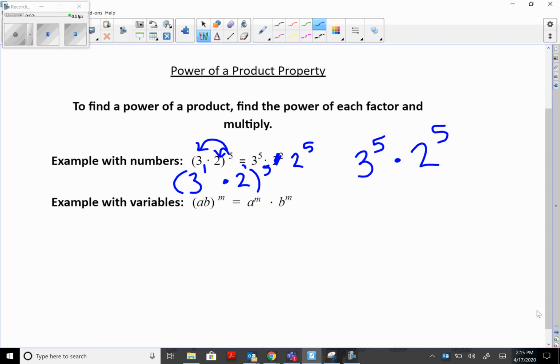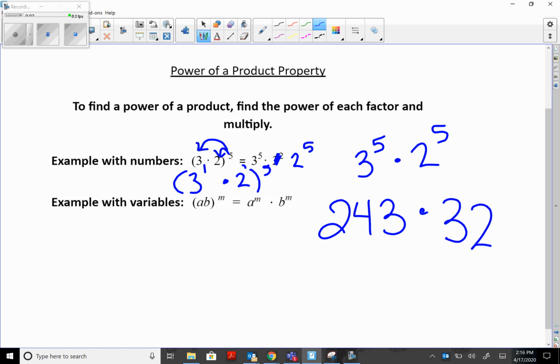3 to the 5th power. I'm going to use a calculator because I don't know what that is. 3 to the power of 5 is 243. Uh-oh, my pen stopped working again. 243. And then 2 to the power of 5 is 32.